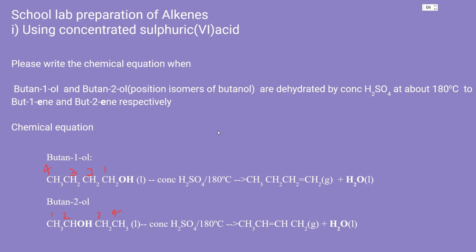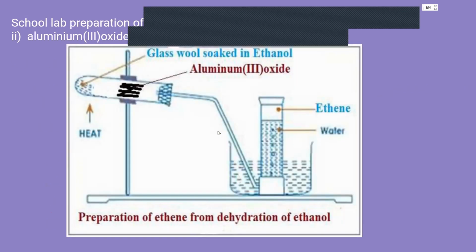So the other way is to use aluminum oxide. Here you'll see that we have some glass wool soaked in ethanol, and then we are going to heat it up. And then we have some aluminum oxide in this. Aluminum oxide is sort of like a metal. We heat it up, and then the ethene gas is going to come through this tube, and then get collected in this isolated container.